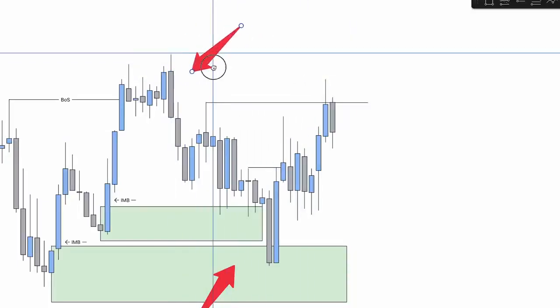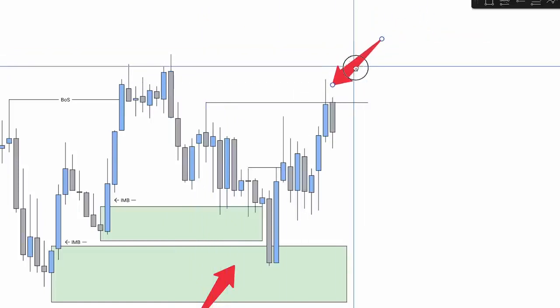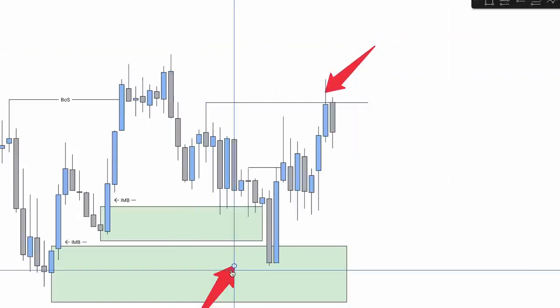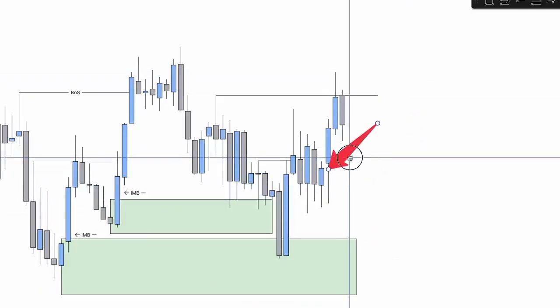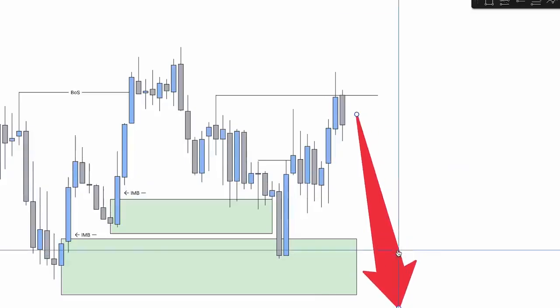So if there was a clear imbalanced supply here and we'd wicked into it, we could say, okay, that is probably not going to be the trade we want to take, simply because there's possibility for this to then reverse on us because maybe supply is going to maintain strength and push us lower.